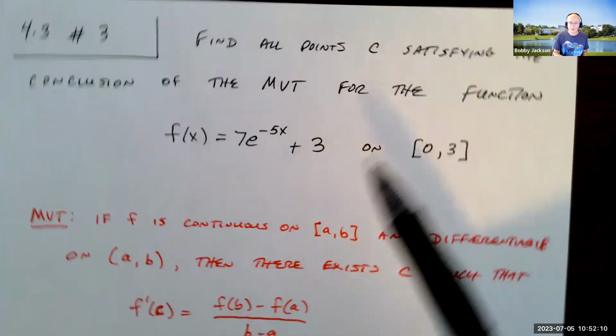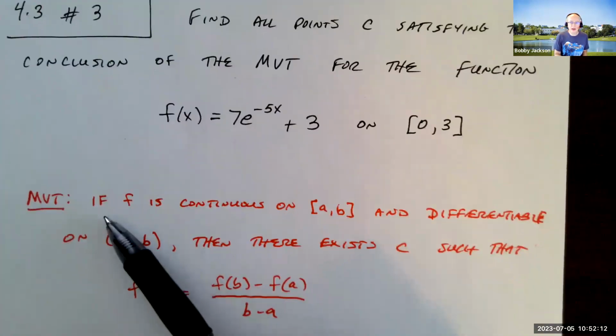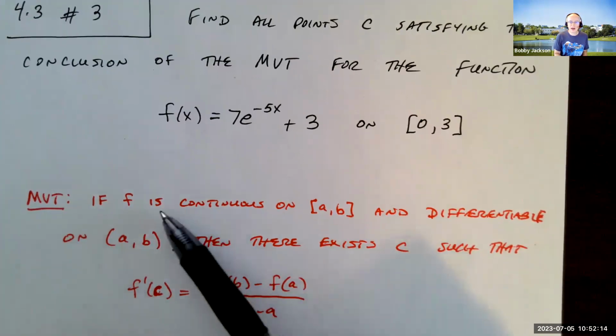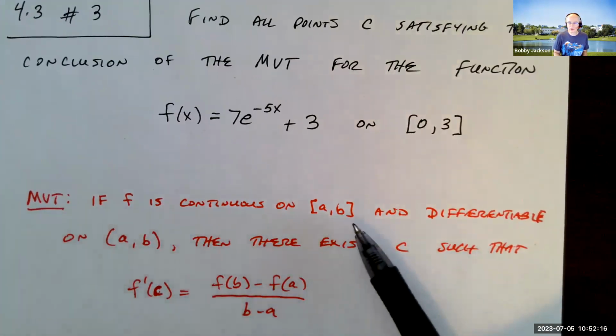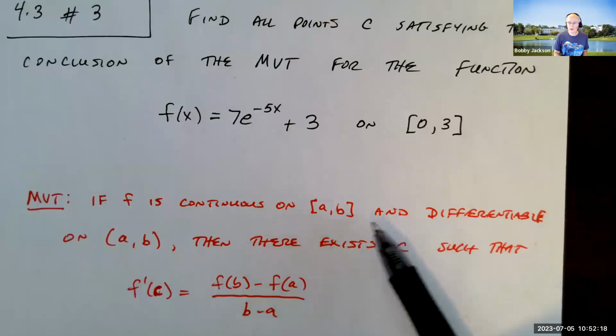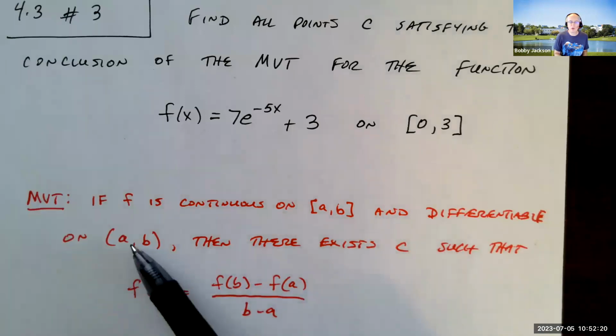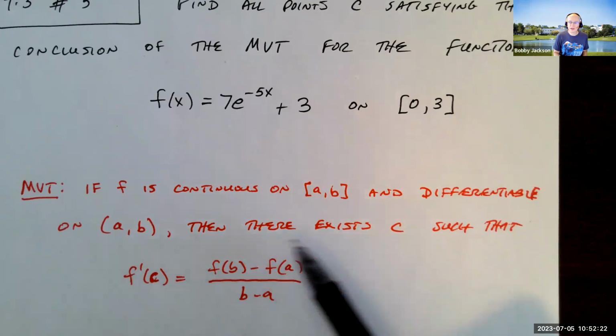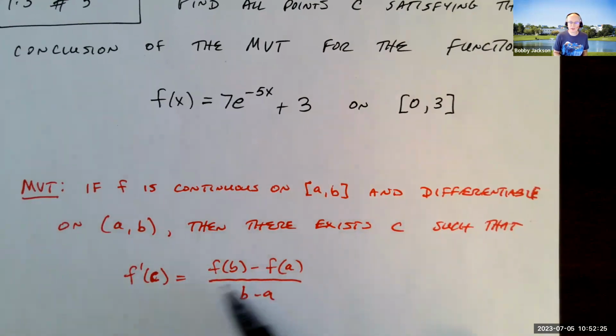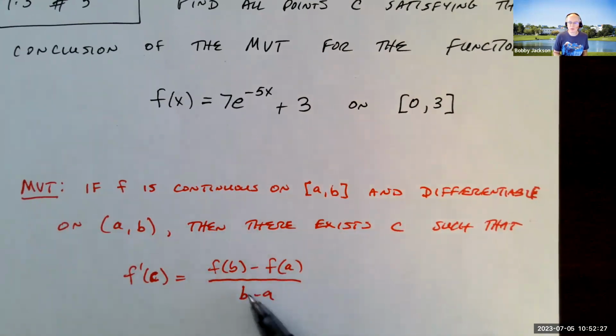So MVT, or mean value theorem, reminding you of that. If the function f is continuous on a closed interval from a to b, including the a and b, and differentiable on the open interval from a to b, then there exists C such that f prime of C is f of b minus f of a over b minus a.